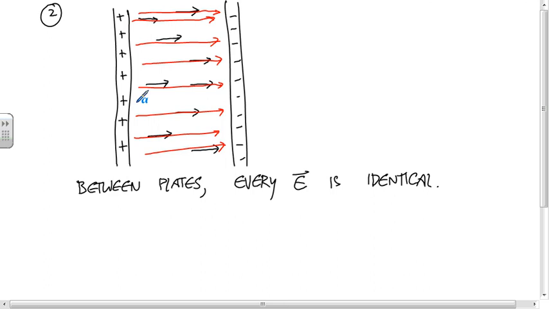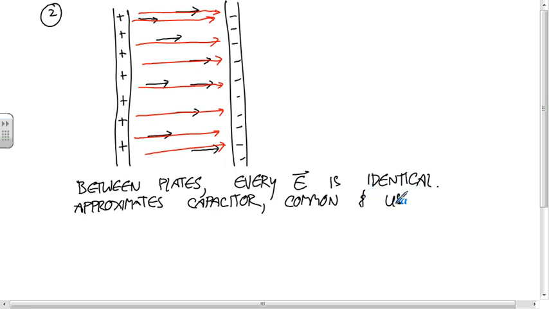And practically speaking, this is useful because it approximates what happens in a capacitor, which is a useful electronic component. And a capacitor is a common and useful electronic component.